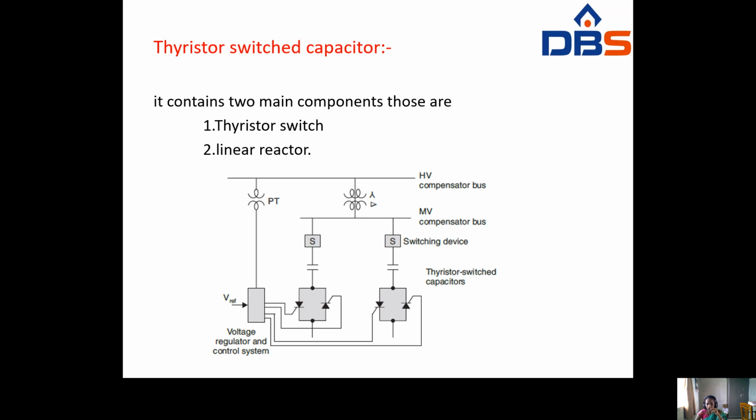So here, thyristor switched capacitor contains two main components, a thyristor switch and a line reactor. You have to see this circuit diagram. Here, the thyristor switched capacitor has a voltage regulator and a control system. So it will regulate the voltage and control the system.